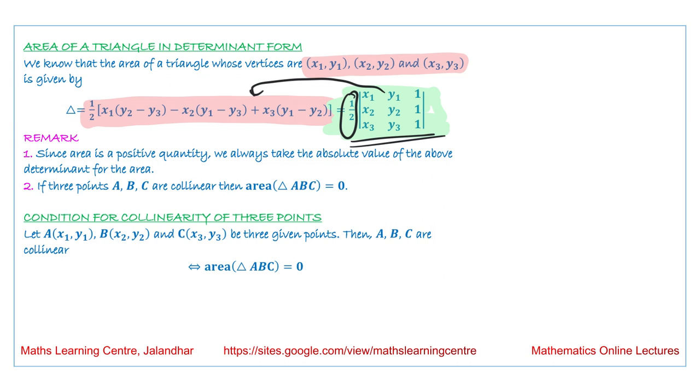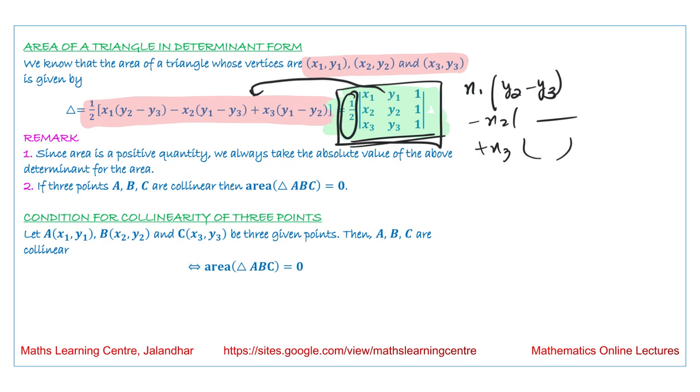So we have opened this determinant along the first column, and you will obtain x1 into y2 minus y3, next minus x2 into this term, and plus x3 into the term over there. So this is the formula for the area of the triangle in terms of determinant. Now an important thing to note is that if the value of the determinant we obtain is negative, then we take the positive, that is the absolute value of that result, because area is always positive.